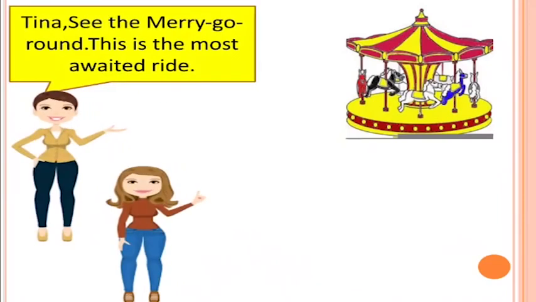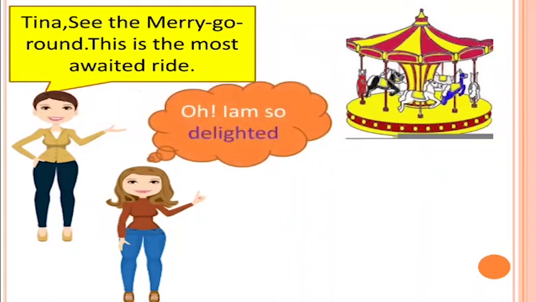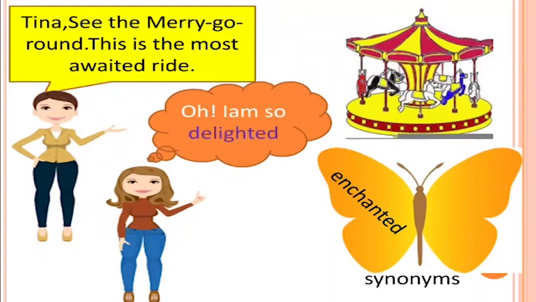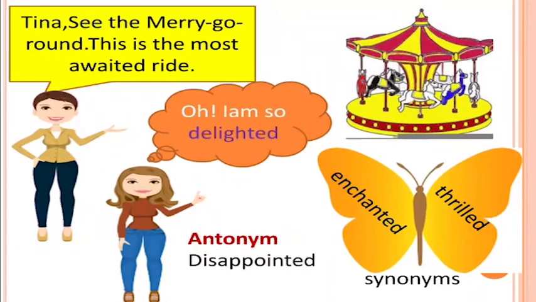So Tina and Meena are further moving forward to enjoy the merry-go-round. Tina, see the merry-go-round. This is the most awaited ride. Oh, I am so delighted. So, what are the synonyms of delighted? Enchanted and thrilled. And its antonym is disappointed.